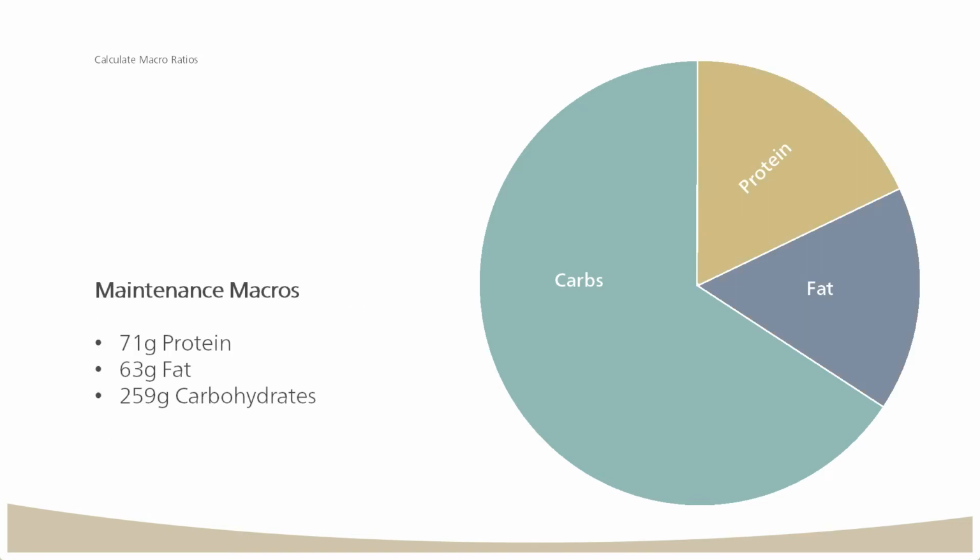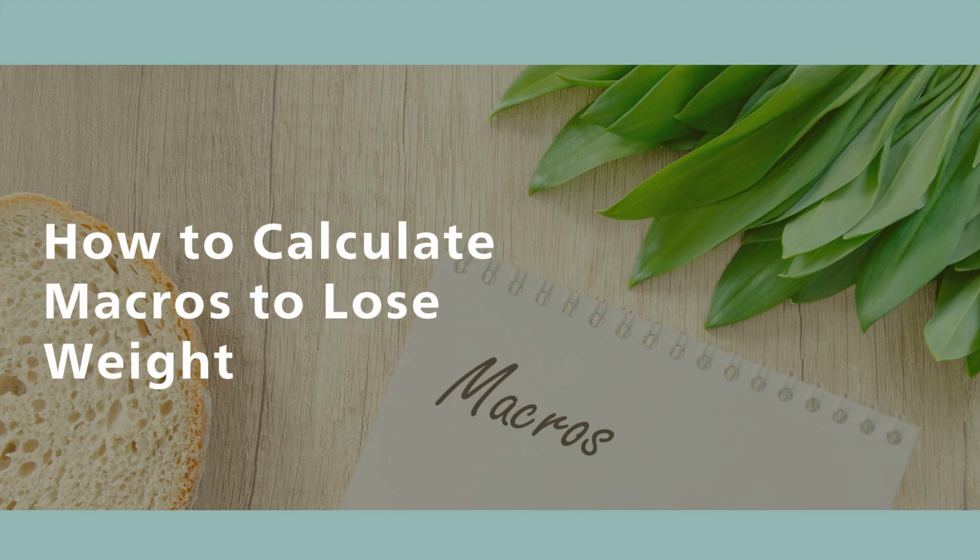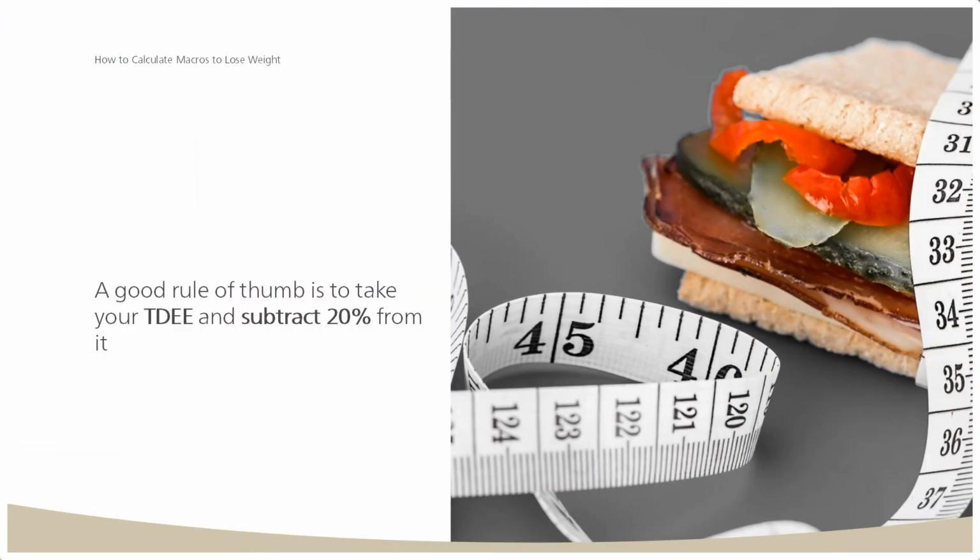So macros required to maintain weight is 71 grams protein, 63 grams fat, and 259 grams carbohydrates. How to calculate macros to lose weight? For you to lose those pounds, you must eat fewer calories than your current TDE. A good rule of thumb is to take your TDE and subtract 20% from it. This new number will be your weight loss calorie intake.